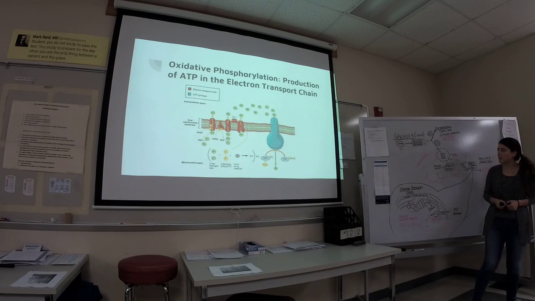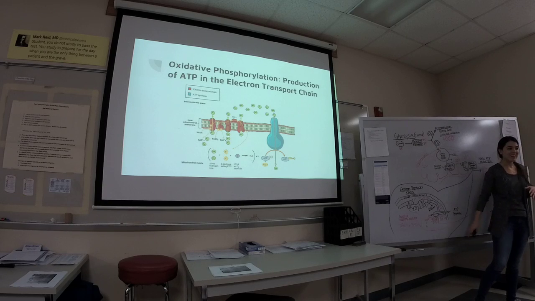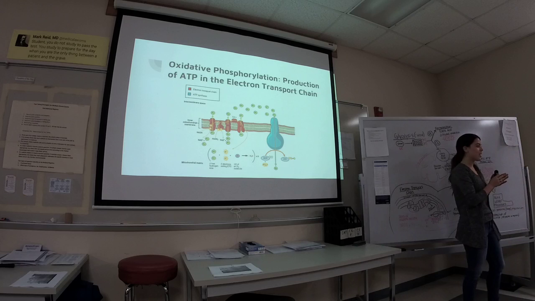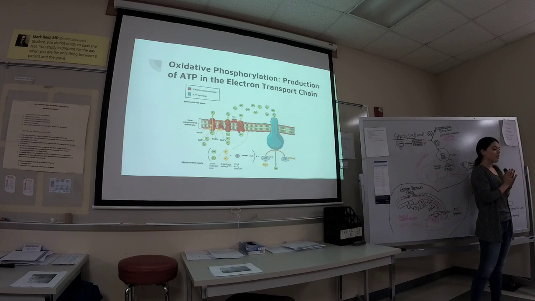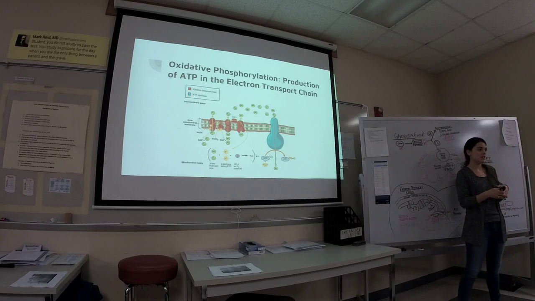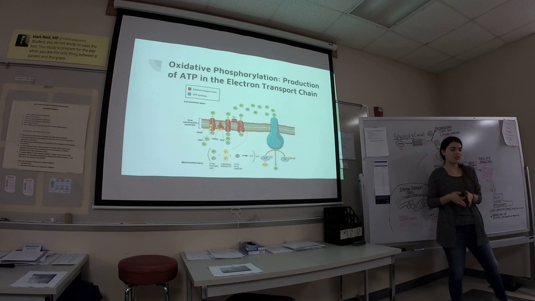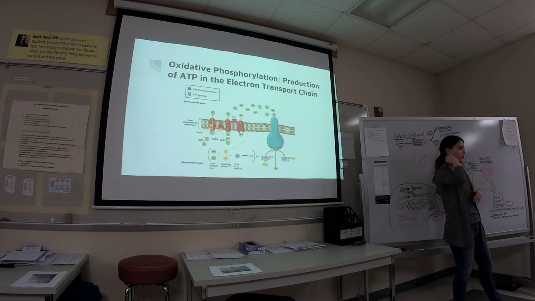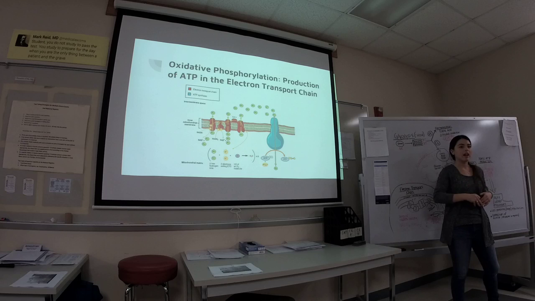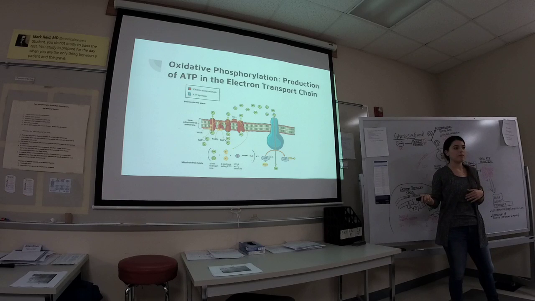No? So can you guys, without looking, what's the first step of cellular respiration? Glycolysis. After glycolysis, if there's oxygen present, Krebs, and then after Krebs, electron transport chain, oxidative phosphorylation. And then we have the production of ATP.